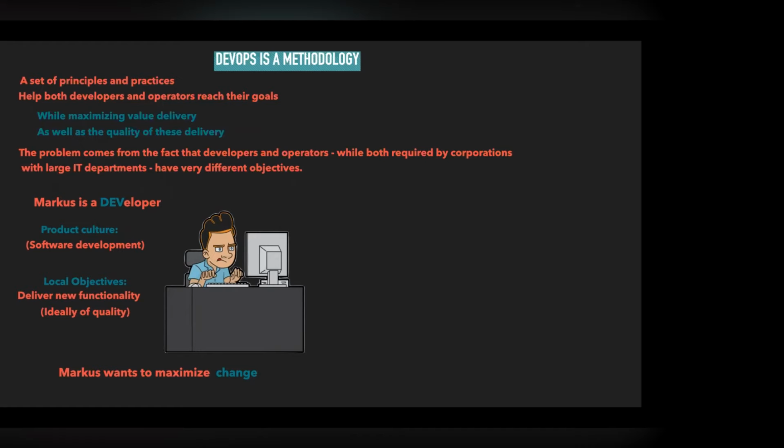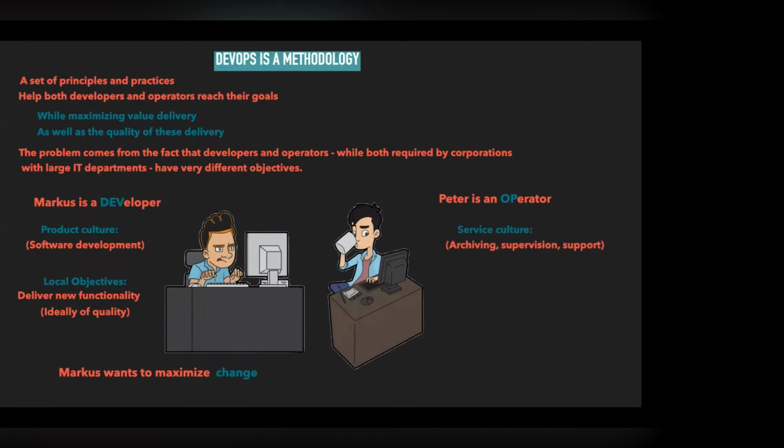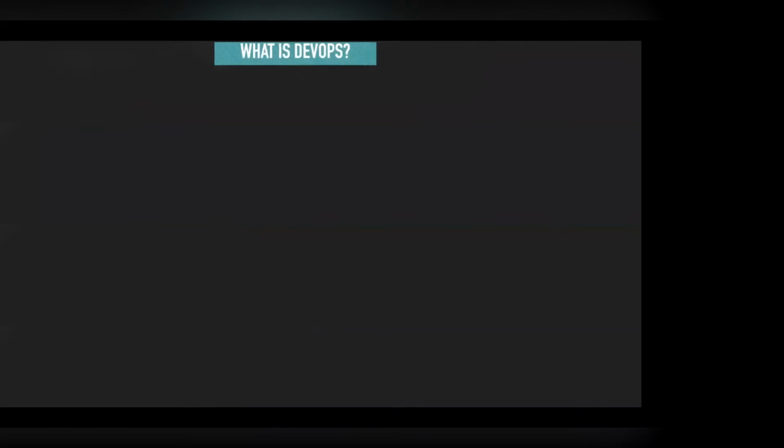And we have another IT guy who works on the operations side, Peter. He handles archiving, supervision, and supporting maintenance on servers. His objective is to guarantee the running of applications, no matter what kind of applications, with stability. So Peter wants to optimize stability, but here's the problem. We have a wall of confusion. To solve this, to break this wall, we need DevOps.